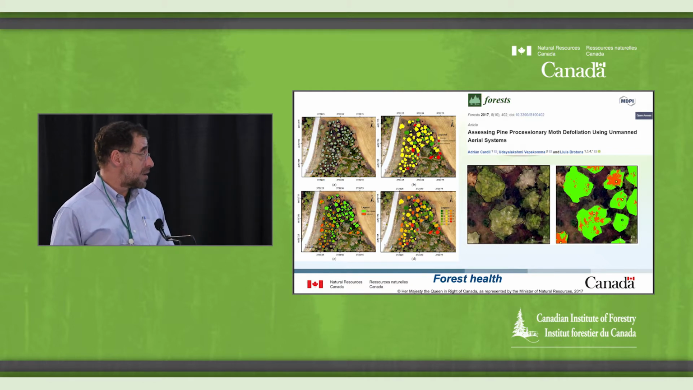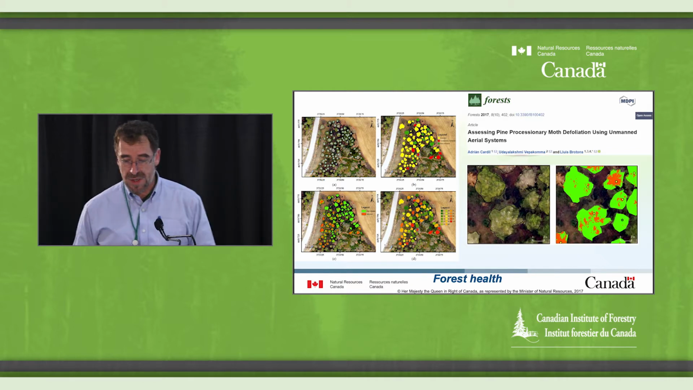They had shown that we can use drone photogrammetry for this. In this case, they only used the orthophotos. They didn't use any information from the point cloud, but I believe that the point cloud could carry also some information because the density of points in areas defoliated is going to differ from healthy tree crowns.